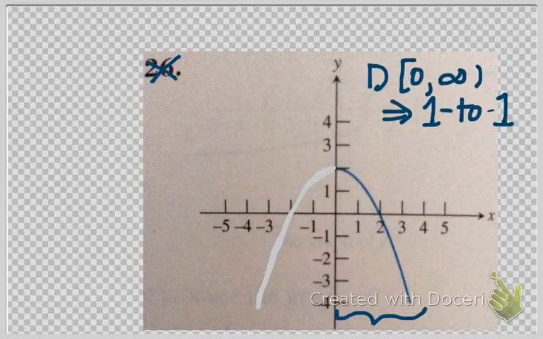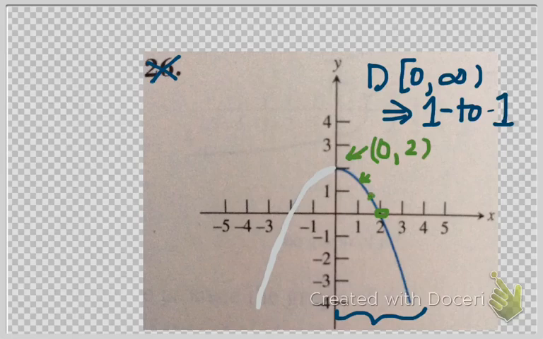So if I have the point here, which is 0, 2, that means that the point 2, 0 is on the graph of the inverse. So the corresponding point on the inverse would be at 2, 0. And then the point 1, 1.5 would be about right there. So then 1.5, 1 would put me right here.